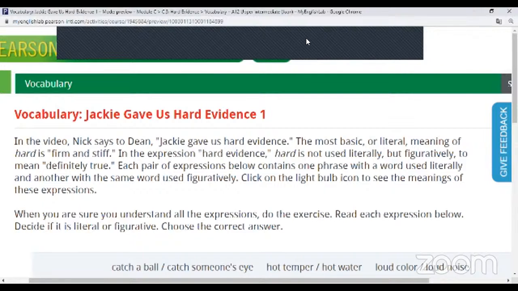Read the vocabulary. In the video, Nick says to Dean, Jackie gave us hard evidence. The most basic or literal meaning of hard is firm and stiff. In the expression hard evidence, hard is not used literally, but figuratively to mean definitely true. Each pair of expressions below contains one phrase with a word used literally and another with the same word used figuratively. Click on the light bulb icon to see the meanings of these expressions.